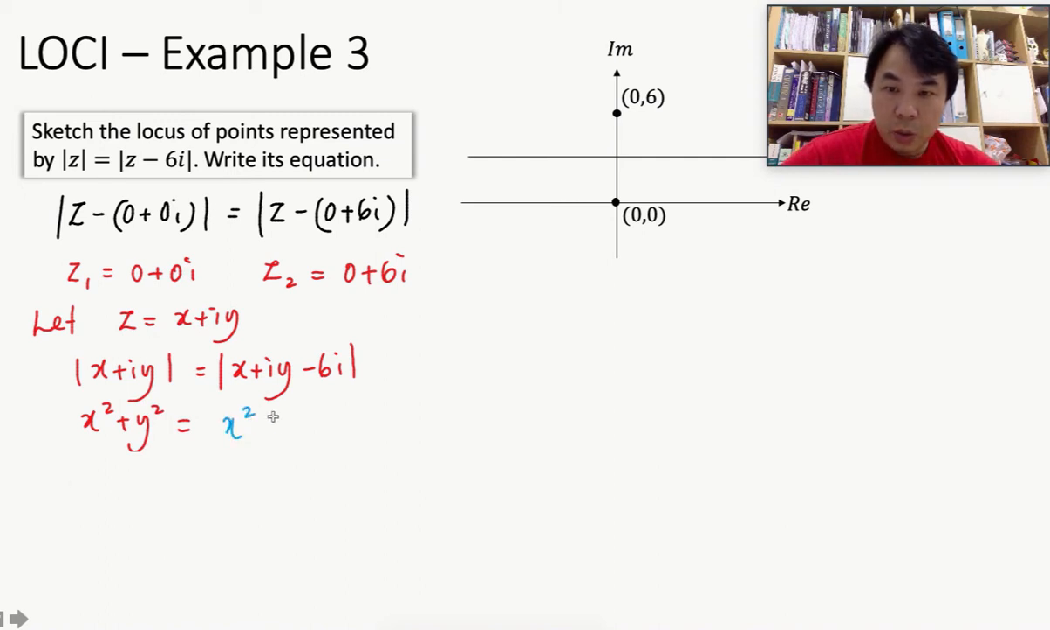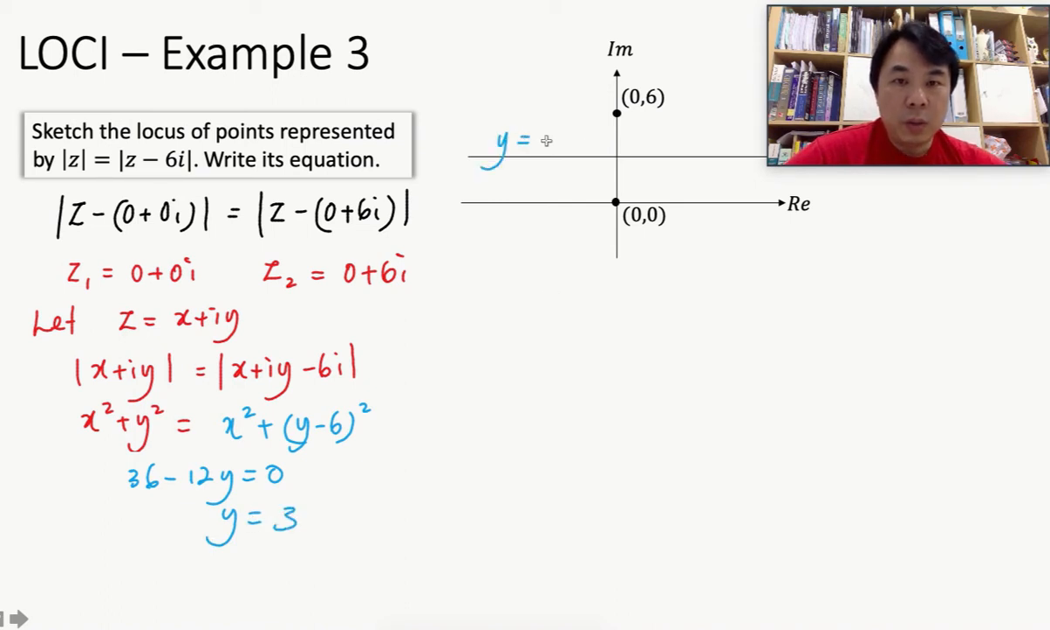So that should be x squared plus y minus 6. I indirectly combined it wrongly. So from here, I'm actually getting 36 minus 12y equal to 0. My y is actually equal to 3. So this equation represents y equal to 3, which is a perpendicular bisector between these two fixed points, z1 and z2 here. Now, I hope that is clear to all of you.